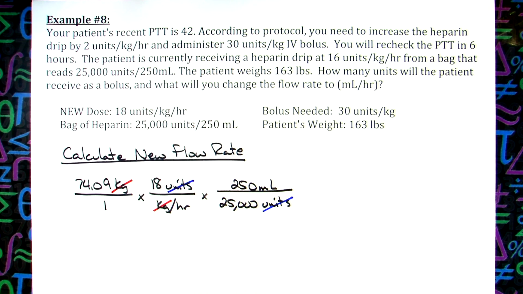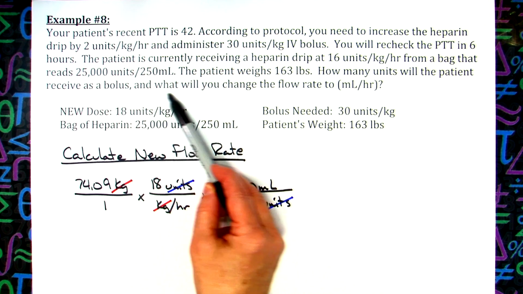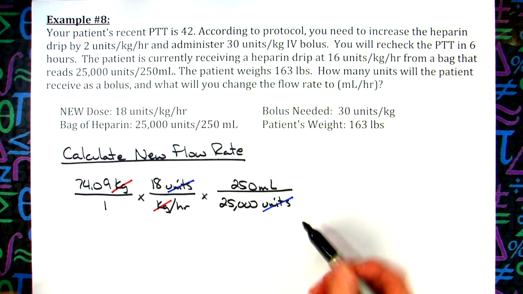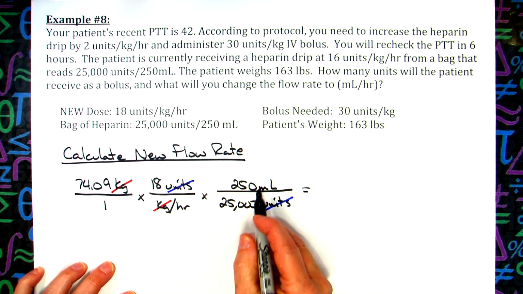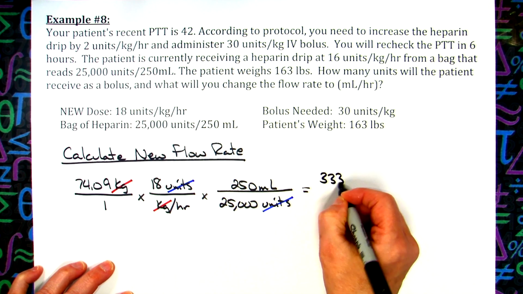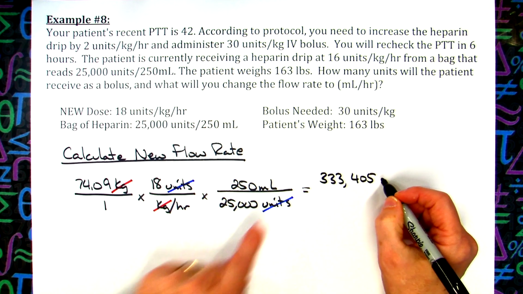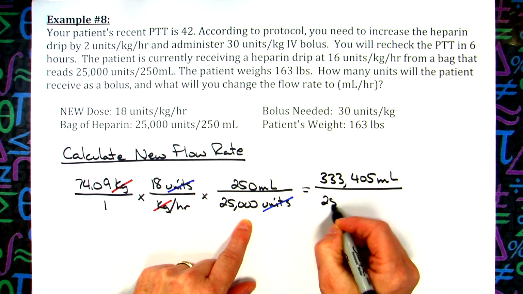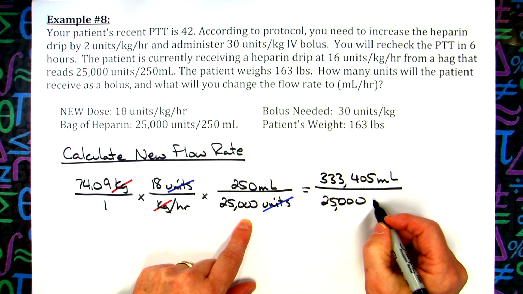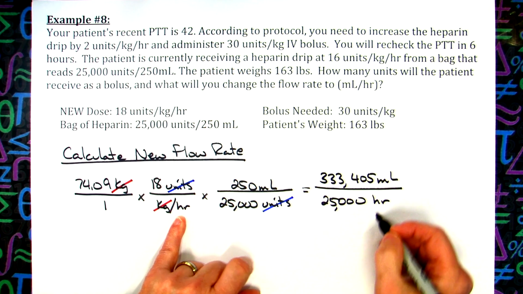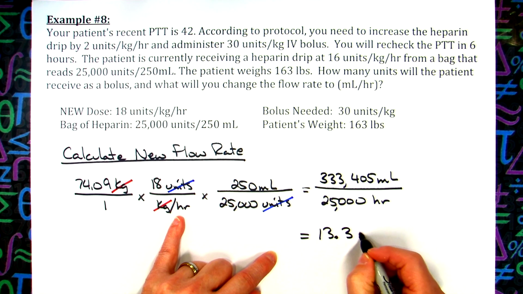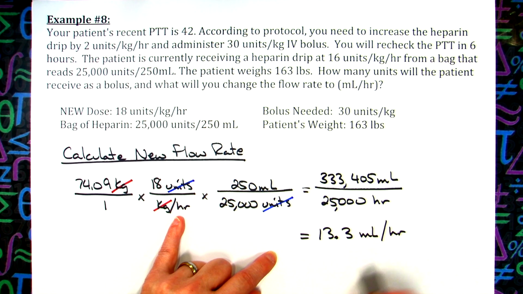That's now going to let me cross out units and units. So now I have milliliters on top, hours on the bottom. What will you change the flow rate to? Milliliters per hour. I've got milliliters per hour, so now I know I'm done. I can multiply straight across the top, multiplying all those numbers. You're going to get 333,405. Label will be milliliters. Across the bottom, the only thing we have is that 25,000, and it's got a label of hours. So I got milliliters per hour. You'll divide those out. You're going to get 13.3 milliliters per hour.